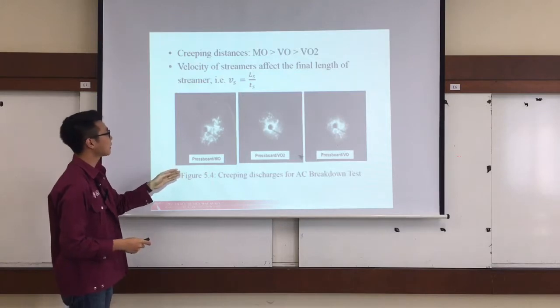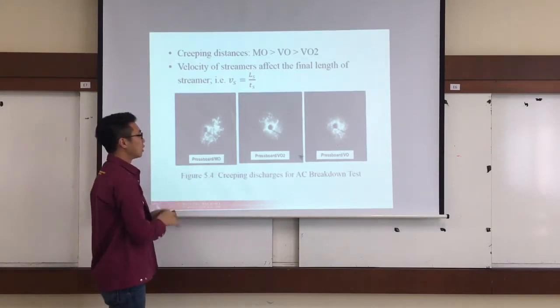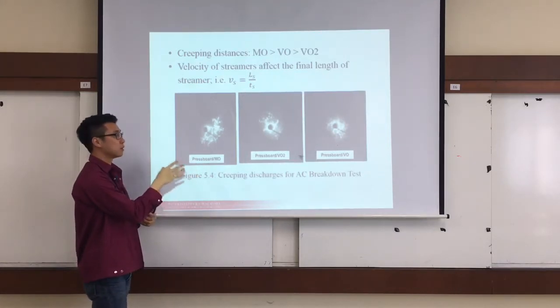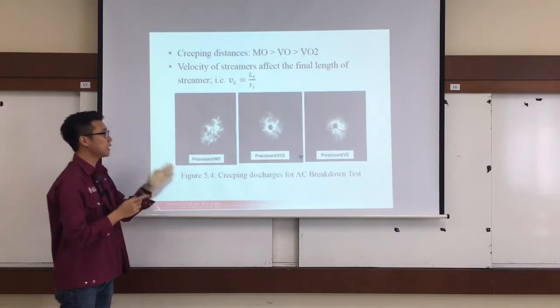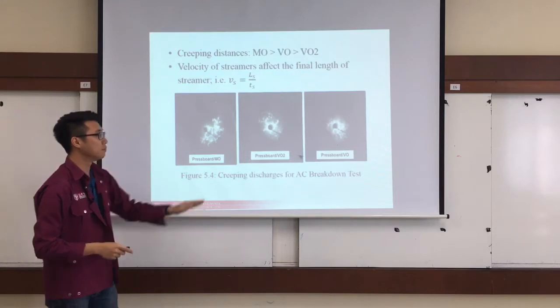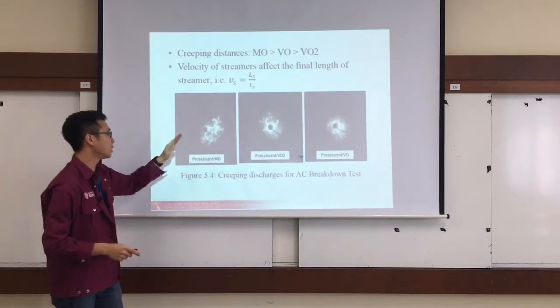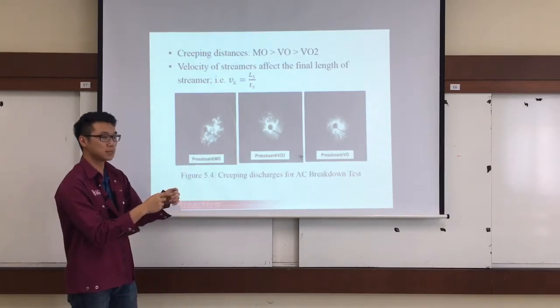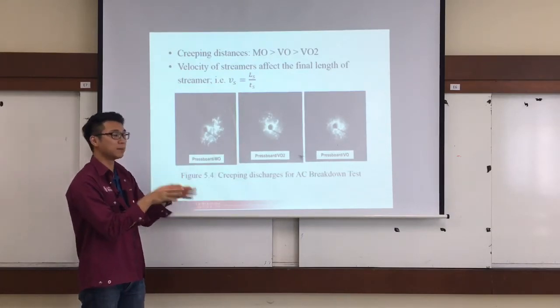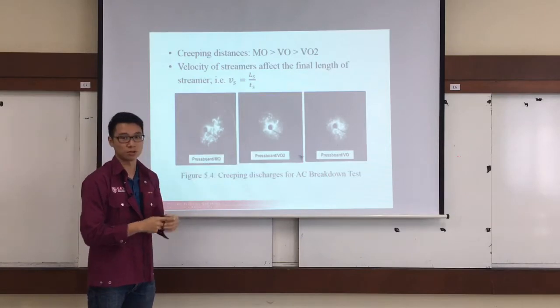So we can see that at a fixed voltage, the effects of breakdown are much more seen in the mineral oils. So from the AC breakdown test, we can say that mineral oils perform worse compared to vegetable oils, because vegetable oils have a smaller distance, and so we see that the damage is less in vegetable oils.